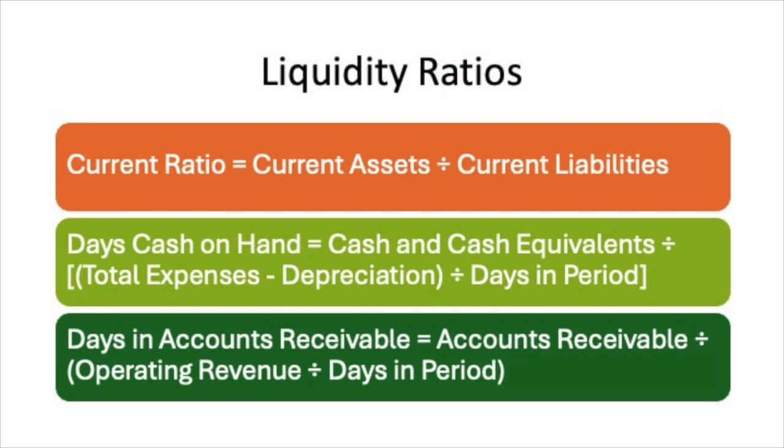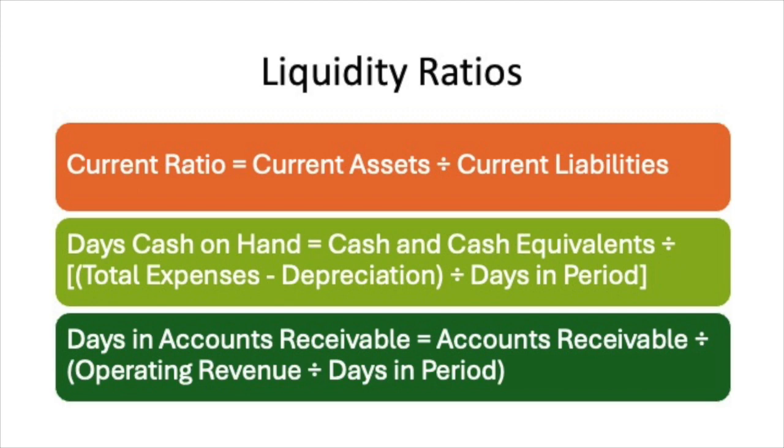Moving on to liquidity ratios. These ratios assess your organization's ability to meet its short-term obligations. There are three main liquidity ratios: current ratio, days cash on hand, and days in accounts receivable. The current ratio measures the proportion of current assets available to cover current liabilities. The formula is current assets divided by current liabilities.